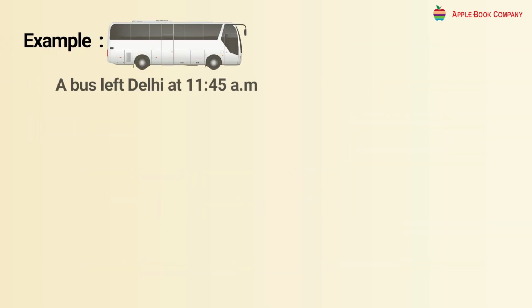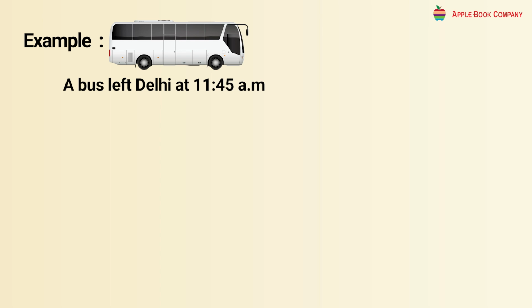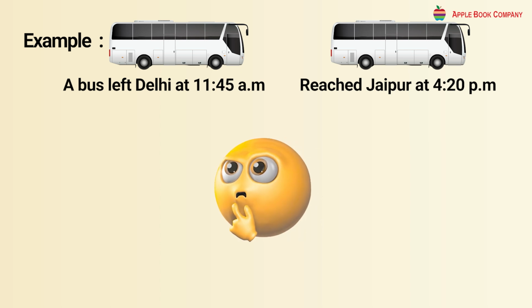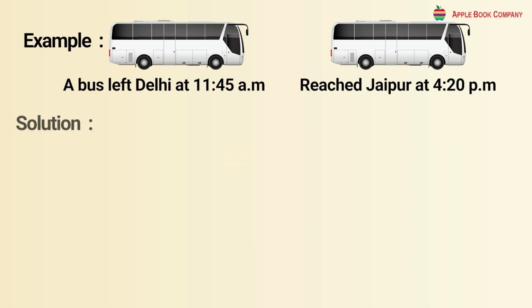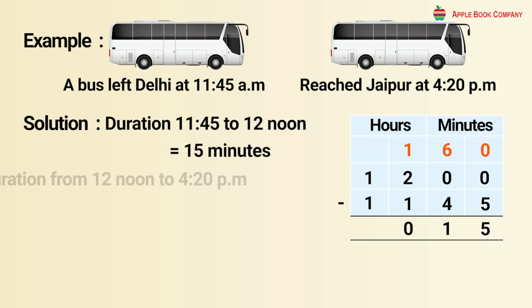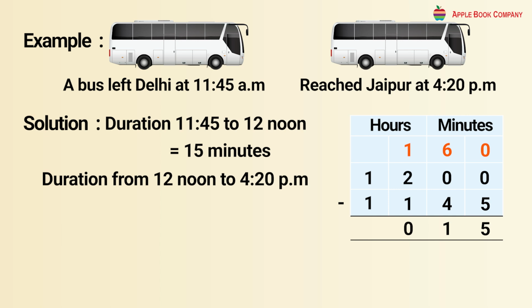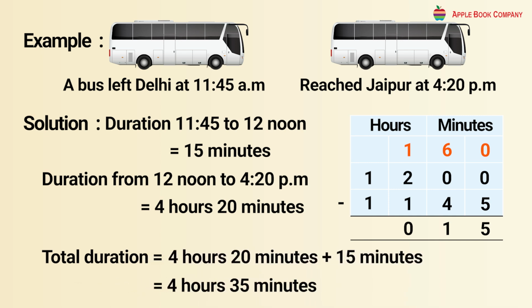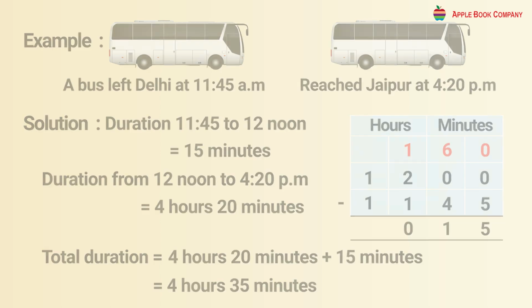Example: a bus left Delhi at 11:45 am. It reached Jaipur at 4:20 pm. Find the duration of the journey. Solution: duration from 11:45 to 12 noon equals 15 minutes. Duration from 12 noon to 4:20 pm equals 4 hours 20 minutes. Total duration equals 4 hours 20 minutes plus 15 minutes, which equals 4 hours 35 minutes.